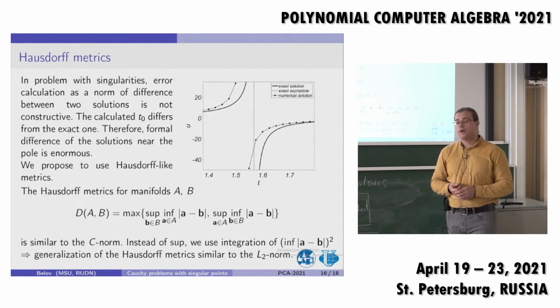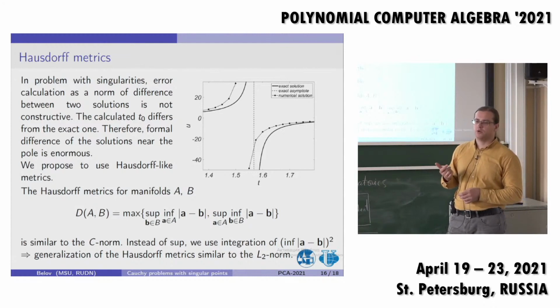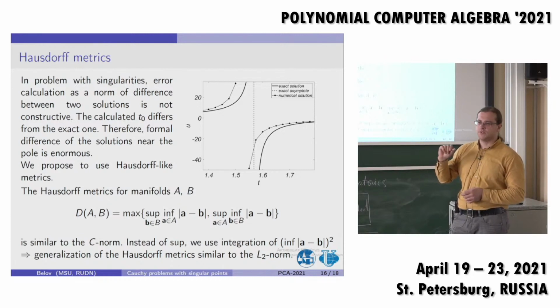Next, in problems with singularities, conventional determination of error via the norm of the difference of two solutions is unconstructive. The reason is that the computational position of the pole differs from the exact one, so the formal difference of the solutions in the vicinity of the pole is very large. We propose to use metrics of the Hausdorff type.